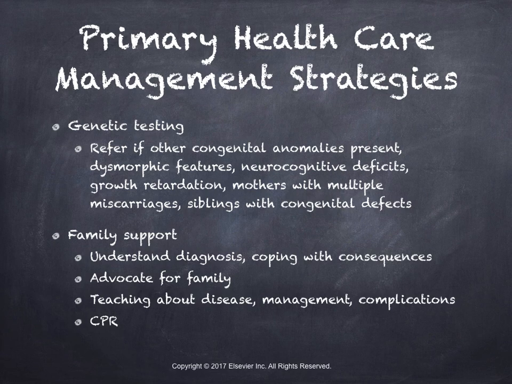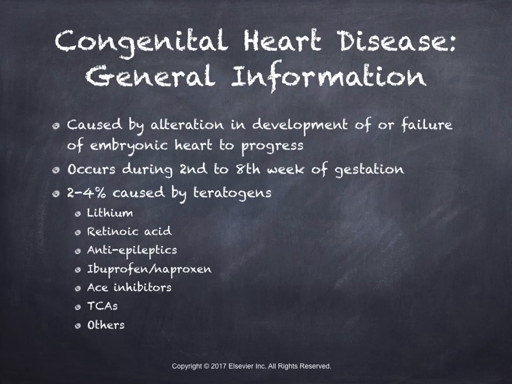Genetic testing may be indicated if there are signs of a genetic anomaly, and we always have to keep in mind support for the family. Whenever a child has a chronic illness or disease, it is going to affect the whole family. Congenital heart defects are caused by an alteration in the development of the embryonic heart. The development occurs primarily between the 2nd to 8th week of gestation, and many times women don't even know they're pregnant at that point. There are some medications that can be teratogenic to the heart. In addition, alcohol and smoking can also affect the fetal heart development.